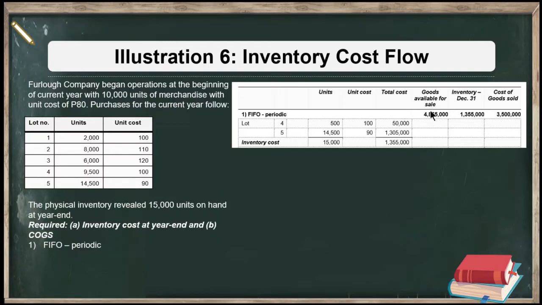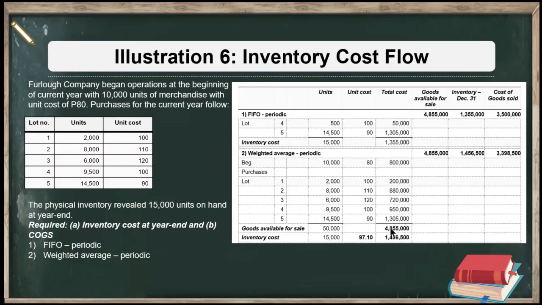So we need to get the goods available for sale, which is the sum of the beginning plus all the purchases for the year. For weighted average, mali siya ang computation sa pagkuha. So 4,855,000, again, that's the sum of the beginning plus all the purchases. The goods available for sale here is 4,855,000 and then divided by the number of units nga 50. So that would be 97 pesos and 10 centavos. 97.1 times 15,000 units, that's 1,456,500. And we will deduct this amount from the goods available for sale to get the cost of goods sold, which is 3,398,500.